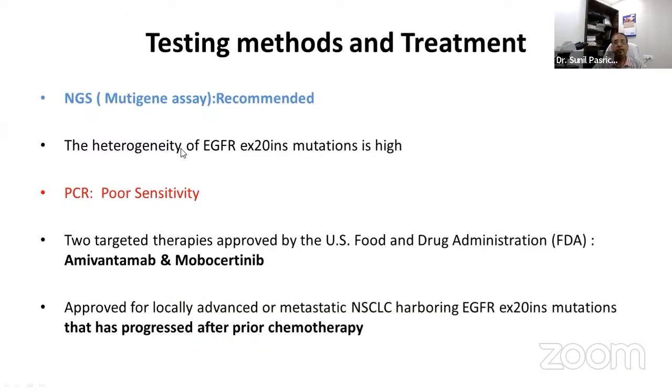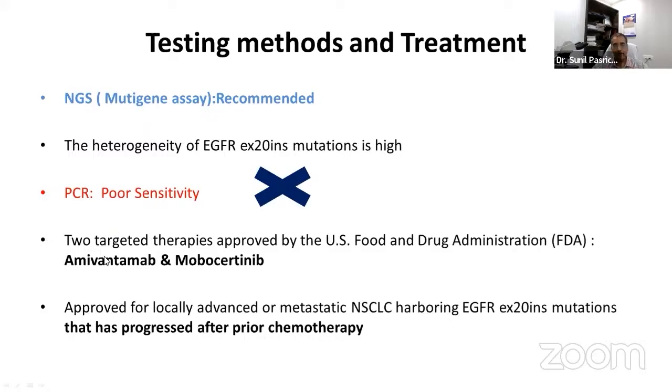Coming to the testing methods and treatment for the detection of this exon 20 insertion mutation. NGS or the multi-gene assay is now recommended because the heterogeneity of EGFR exon 20 insertion mutation is quite high, and PCR has very poor sensitivity and is not at all recommended. One study has even shown that 50% of these exon 20 insertion mutations were missed when they were tried to be picked up on the PCR platform. So PCR should be avoided for this, and NGS is the recommended modality.